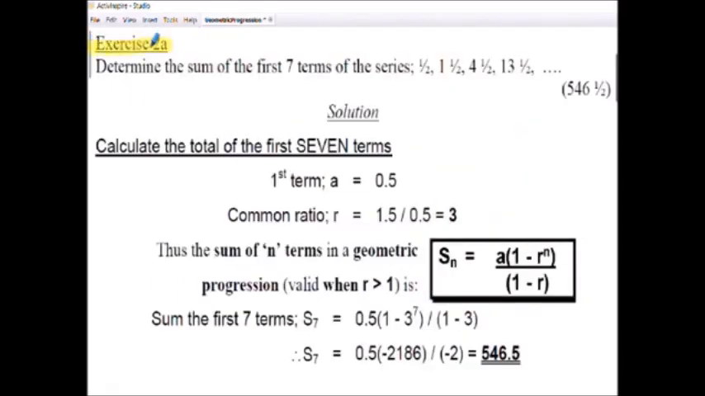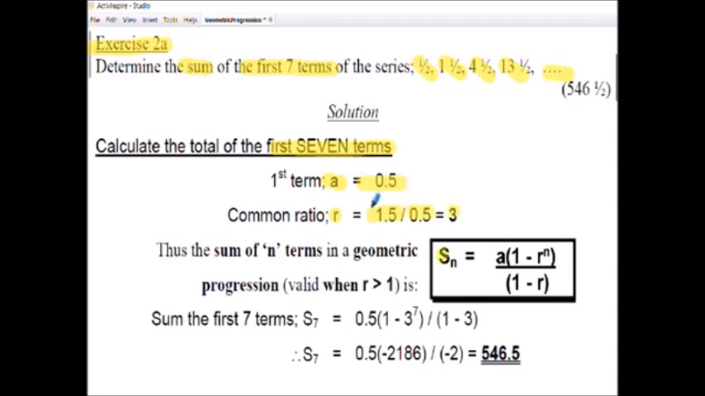Exercise 2a. We're asked to find the sum of the first 7 terms in the series, half, 1 1/2, 4 1/2, 13 1/2, etc. So we're going to sum the first 7 terms. The a term in this case is the first term in the series, which is a half. I'll write that as 0.5. Common ratio r is equal to the second term divided by the first term, so 1.5 divided by 0.5 in this case will give me 3.